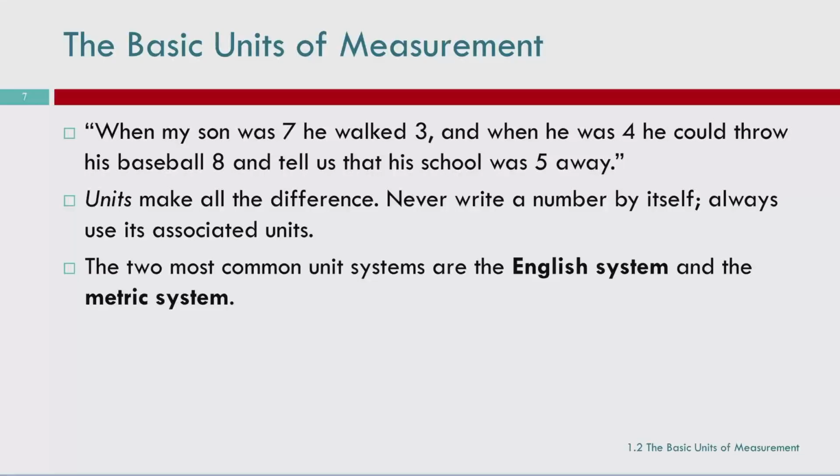For many of you, your brain may fill in, "Oh, they probably meant this unit for that thing." When my son was 7 years old, he walked 3 miles, and when he was 4 years old, he could throw his baseball 8 feet and tell us that his school was 5 miles away, which would be reasonable. We don't have any units there, so it could be: when my son was 7 days old, he walked 3 light years, and when he was 4 decades, he could throw his baseball 8 meters and tell us that his school was 5 hours away.